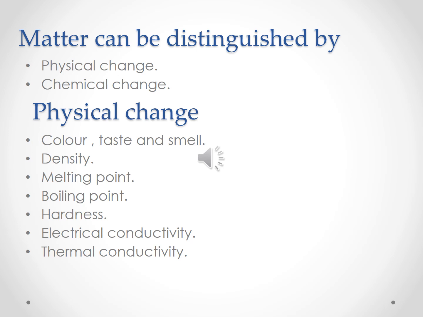Okay, let's begin with the first one, which is the physical properties. The physical properties of the matter are seven properties. The first one is the color, taste, and smell. I can differentiate between the matter by the color, taste, and smell, or by the density, or by the melting point, or by the boiling point, or by hardness, or by electric conduction, or by thermal conduction.